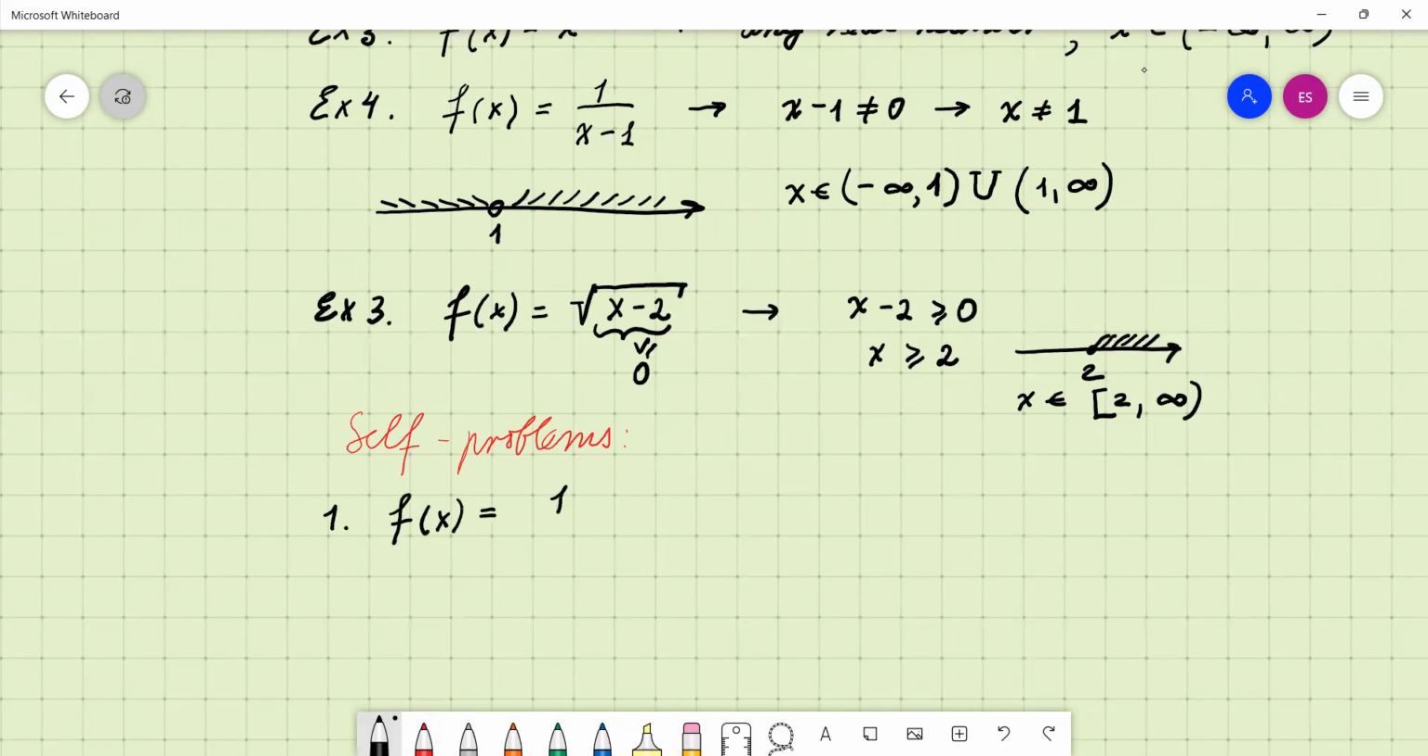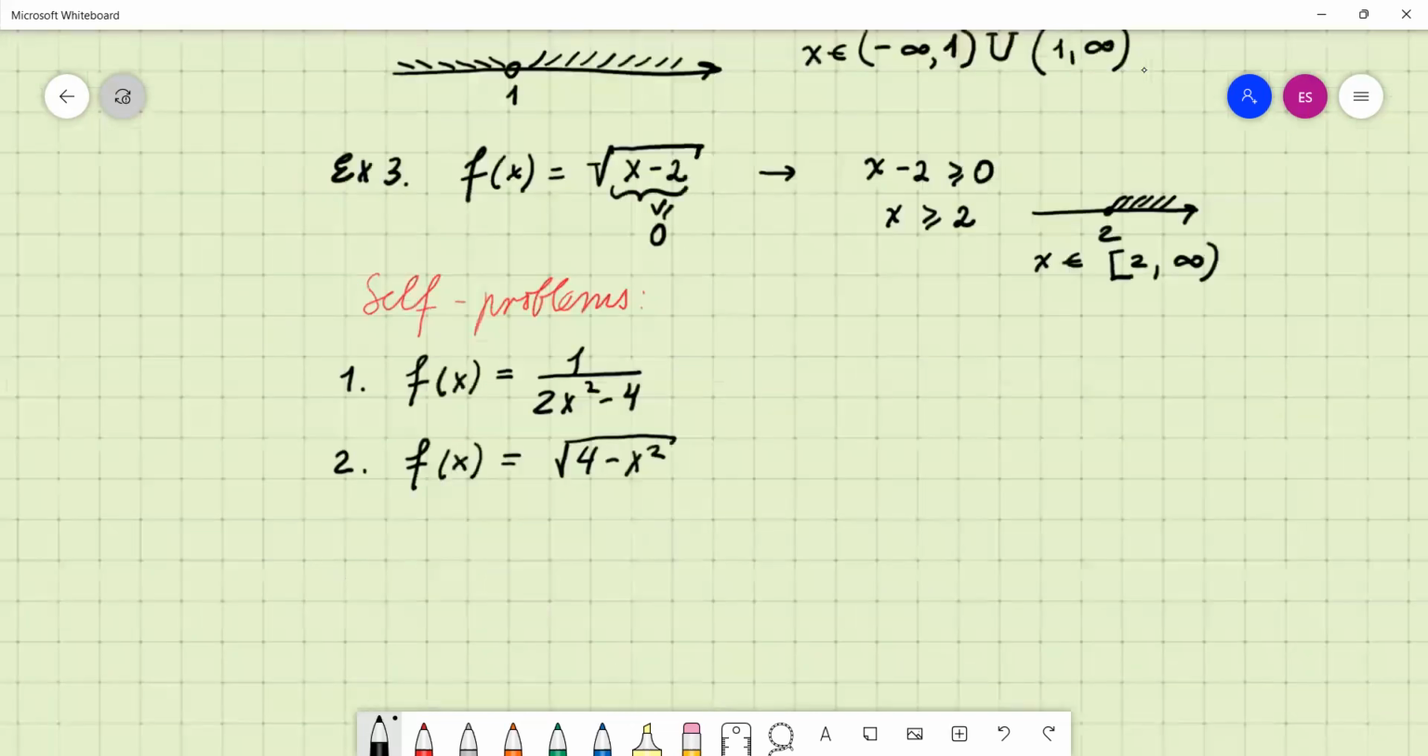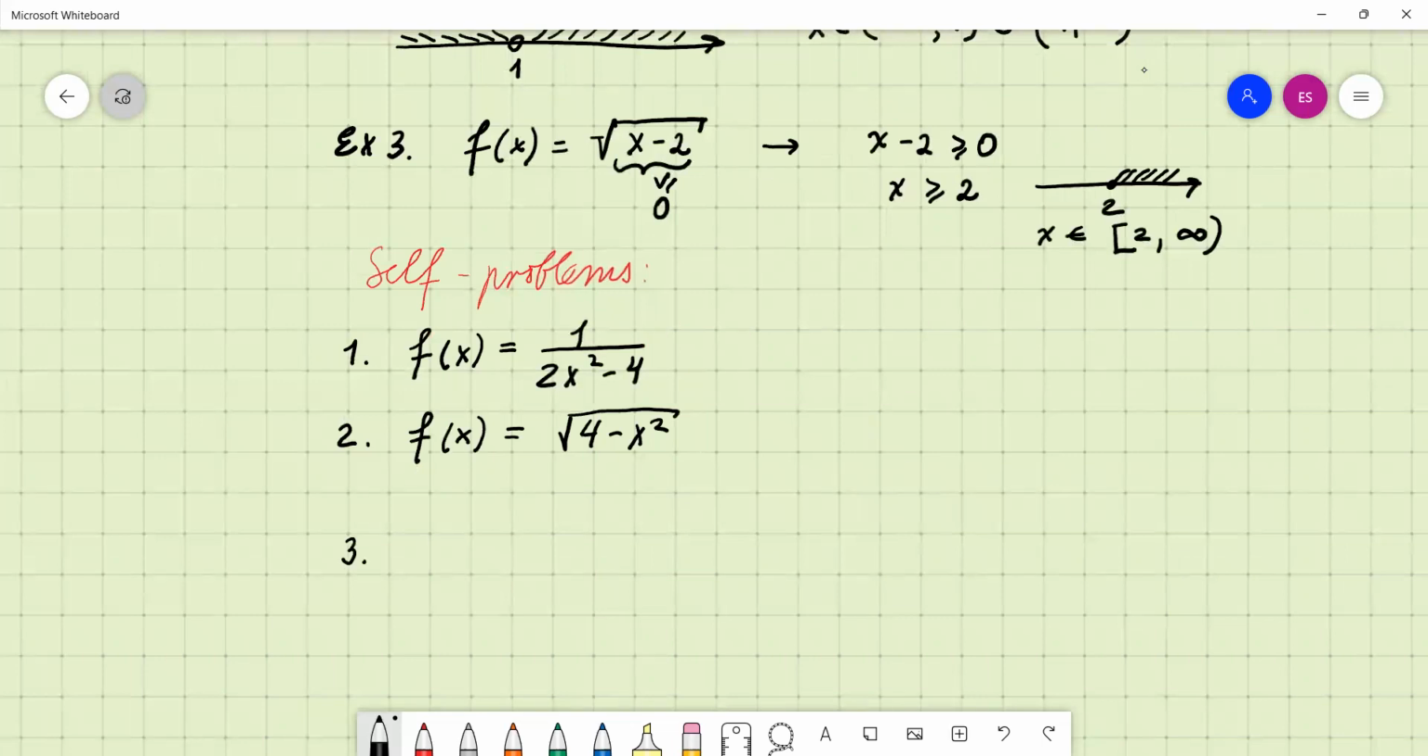My first problem is 1 over 2x squared minus 4. My second problem, f of x equals square root of 4 minus x squared. And my third problem, I'm going to give some space over here, f of x equals x divided by the square root of x plus 1. In all 3 cases, I want you to find the domain.